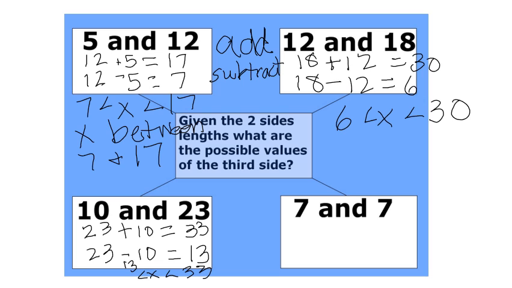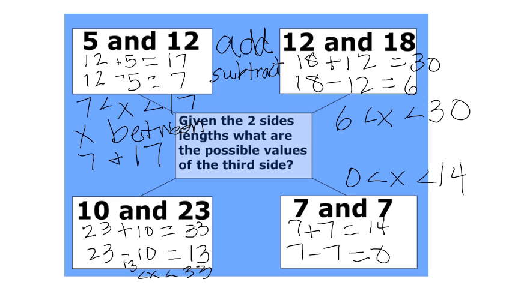Now this one's interesting. If we add these, we get 14. And if we subtract them, we get 0. So it has to be bigger than 0, the third side. Can't be 0. It has to be bigger than 0 and less than 14.